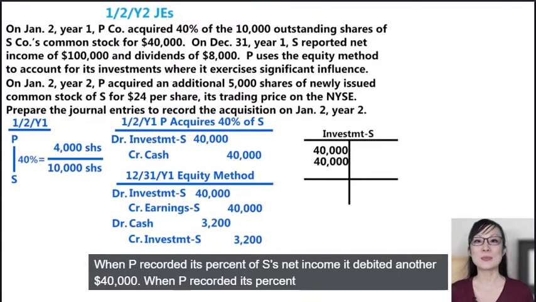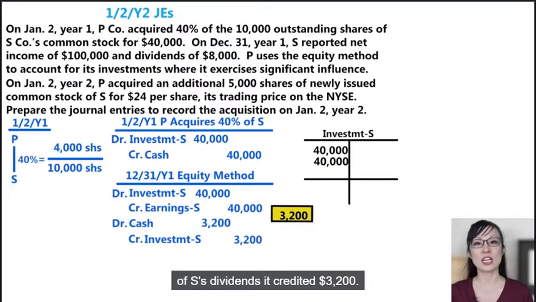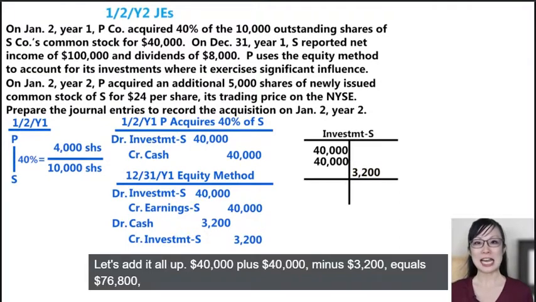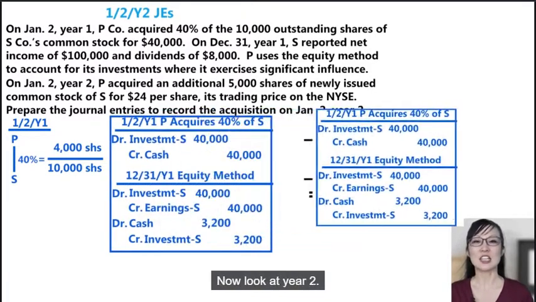When P recorded its percent of S's dividends, it credited $3,200. Let's add it all up. 40,000 plus 40,000 minus 3,200 equals 76,800 debit. Now let's hit year 2.